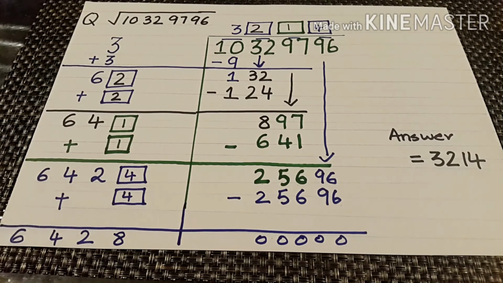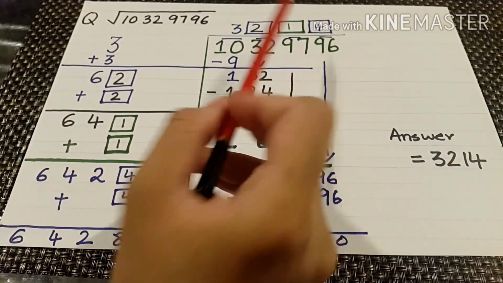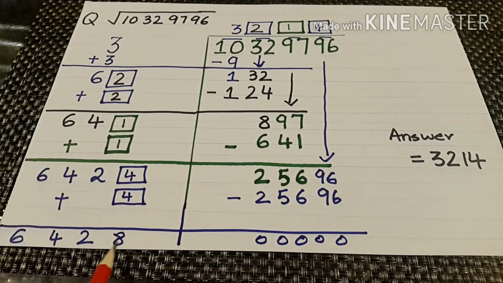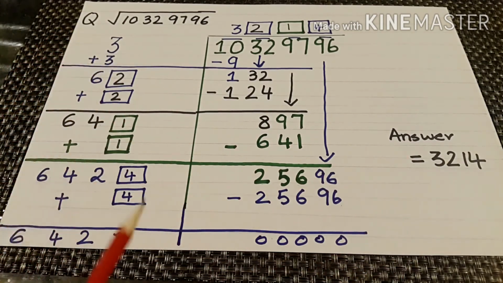And how do we check the answer? The key point that I have told you before is we multiply this above number by 2, and if we get this number down here, this means that we have done the right calculations to find the square root. So when we multiply 3214 by 2, we get 6428. Therefore, the square root of 10 32 97 96 is 3214 by this long division method.